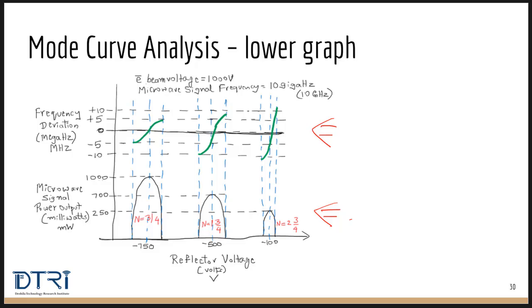Lower graph, if you look at it, the x-axis is reflector voltage, which is given in volts, and the y-axis is power of the microwave signal, which is in milliwatts. So you have reflector voltage on the x-axis, and you have power in milliwatts on the y-axis. I have given some example values on the x and y-axis to give you an idea.